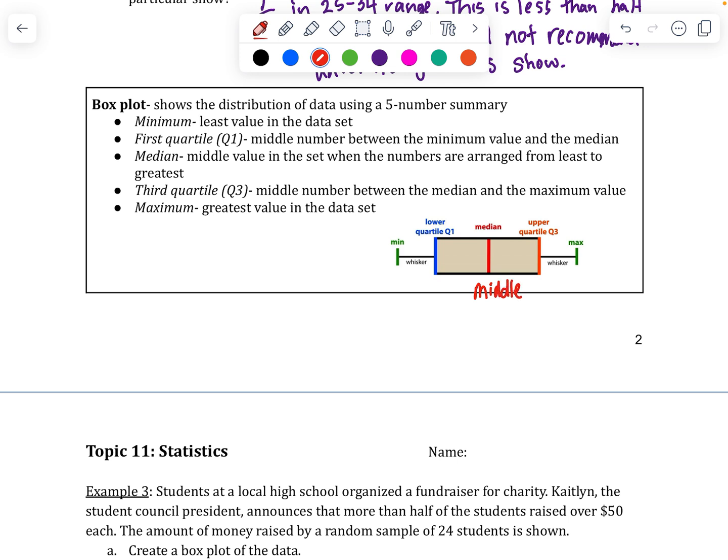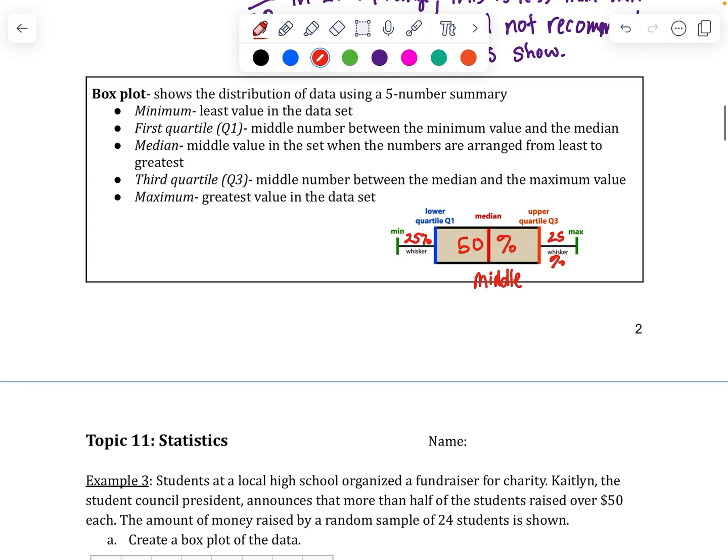Also in this box, the box part is 50% of the data. It's the middle 50%. And then this part right here is the lower 25% and the upper 25%. So the middle 50% of the data is right there. So to find this data and to make this, we have to find the middle and then the middle again, as well as our minimum and maximum.